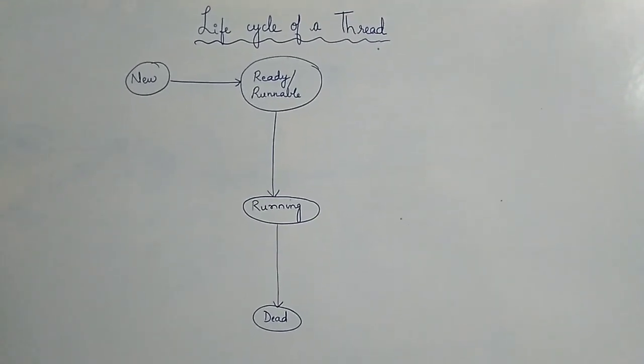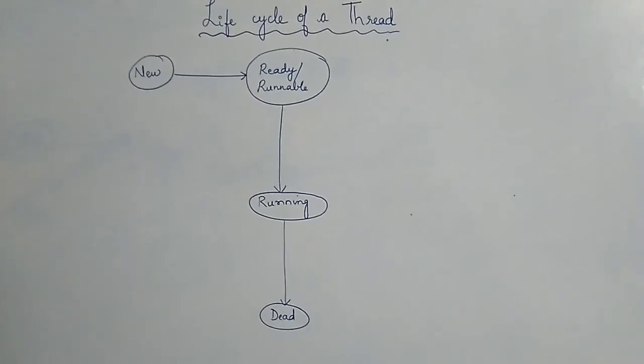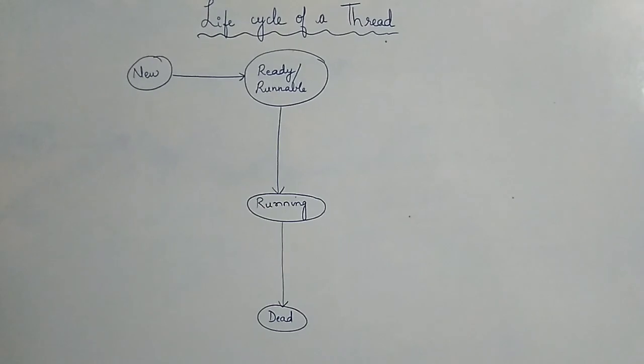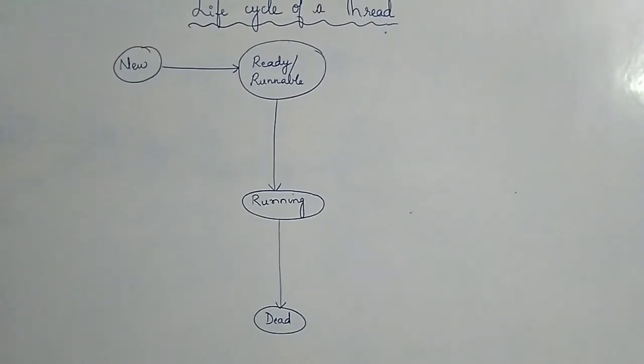We already know what is meant by a thread. A thread is a lightweight process, or an independent task that a program has, which has its own flow of execution. So we'll see the life cycle of a thread.